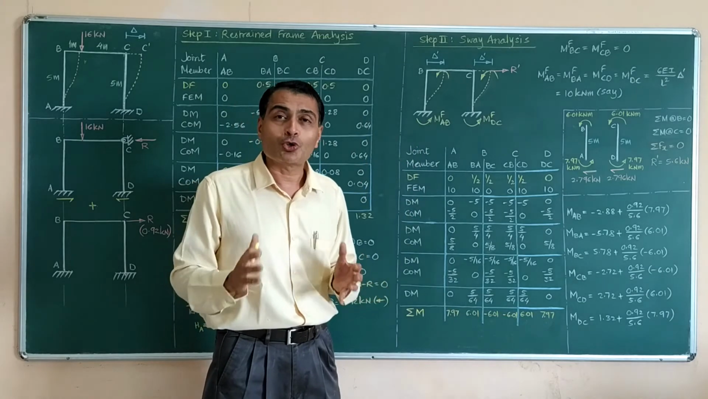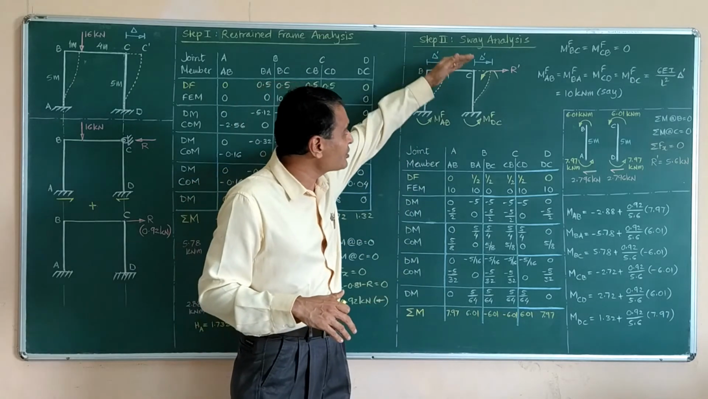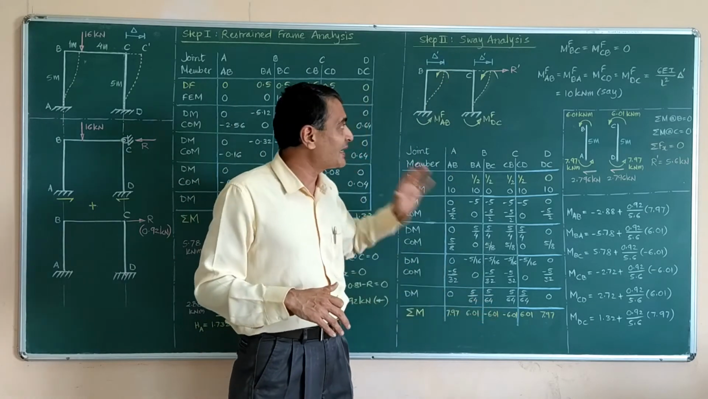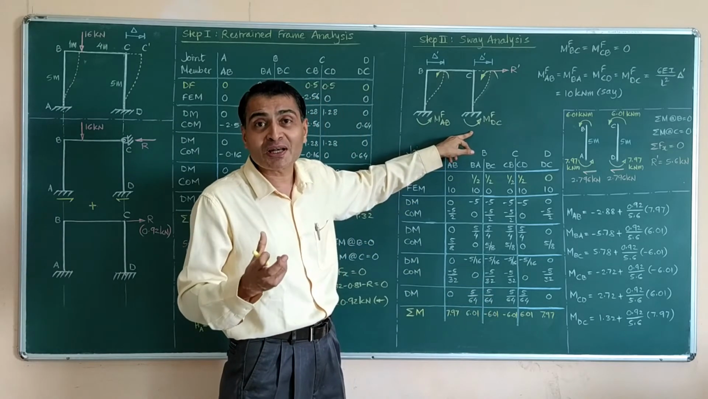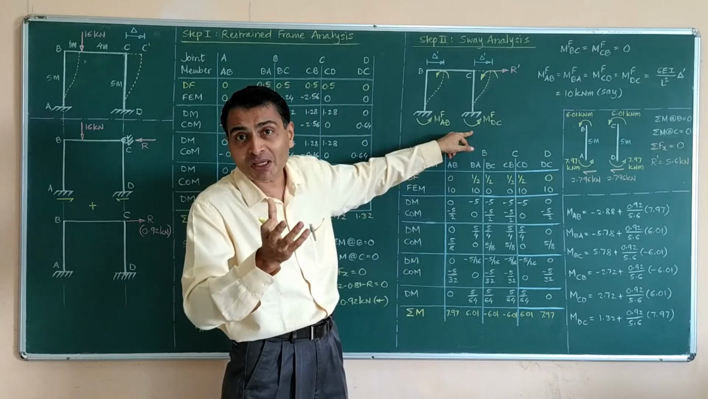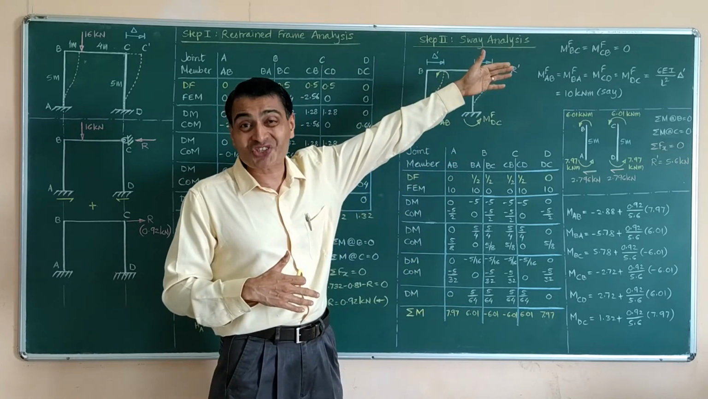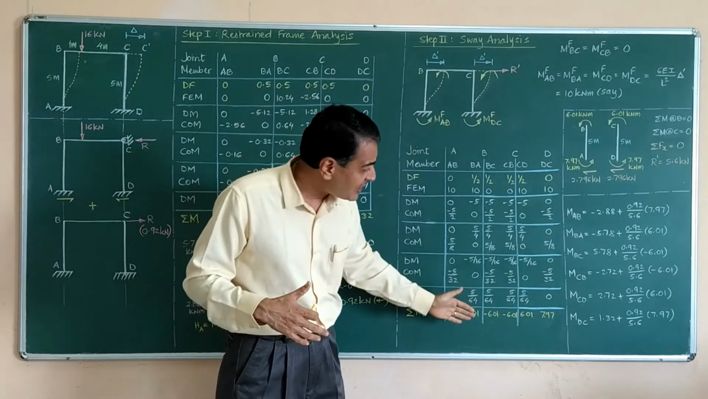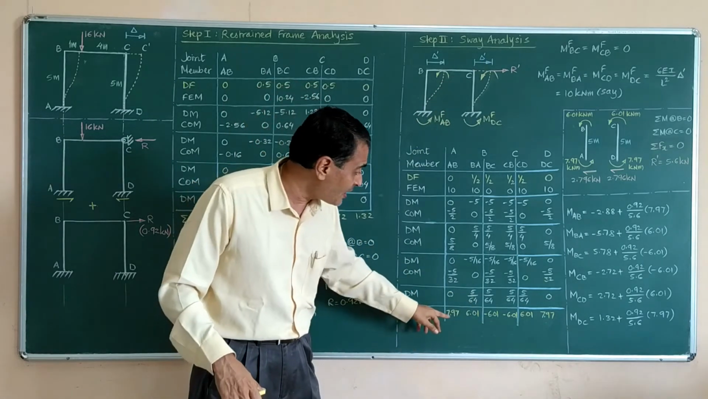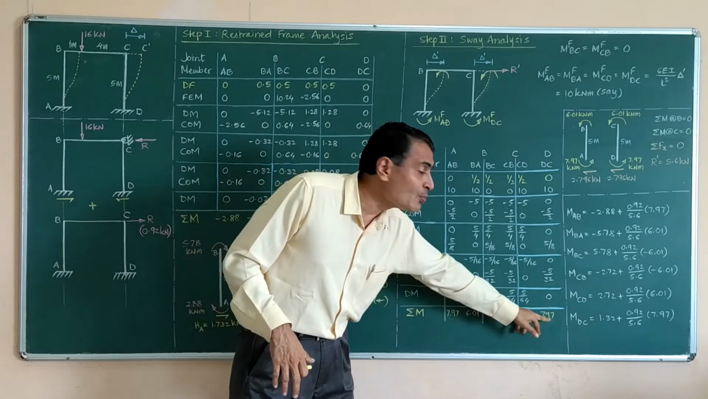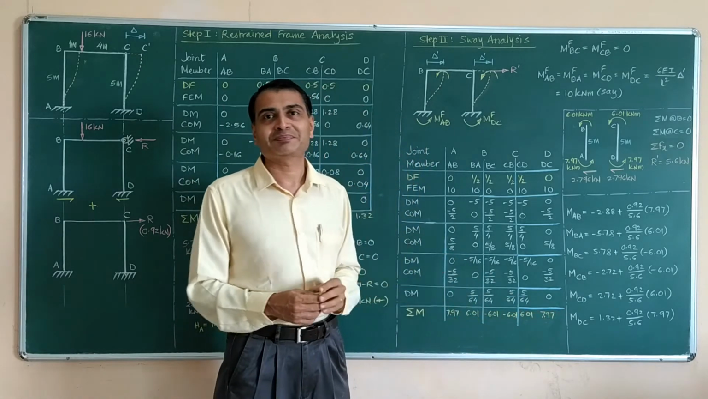So I hope you have understood the discussion so far on the second part, and that is by assuming some arbitrary moments generated due to unknown sway. That value we are choosing as 10, and then we are just carrying out a moment distribution analysis, and we are getting balanced end moments like this.